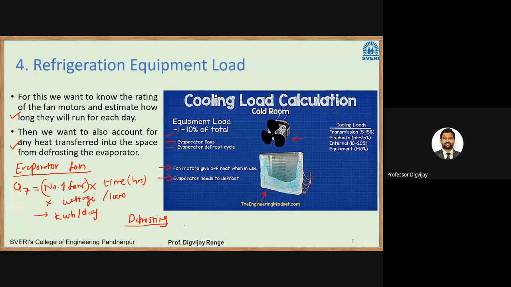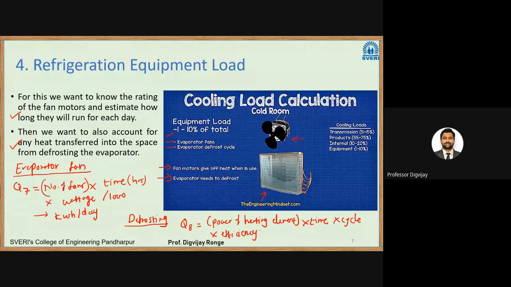The second thing here is defrosting. So how to calculate defrosting? Q8 will be equal to power of heating element, assuming I'm using a heater, whatever power of that heating element, into time, into cycle. Time means the duration for which defrosting occurs, that is, how long one defrosting takes, and cycle means how many times per day I do the defrosting. So that will be into number of cycles, into efficiency. Efficiency means what the efficiency of the heater coil is: how much wattage it takes and how much energy from that wattage it transferred to the evaporator for the purpose of defrosting. So that will be considered under its efficiency. Again this answer should be in kilowatt hour per day.